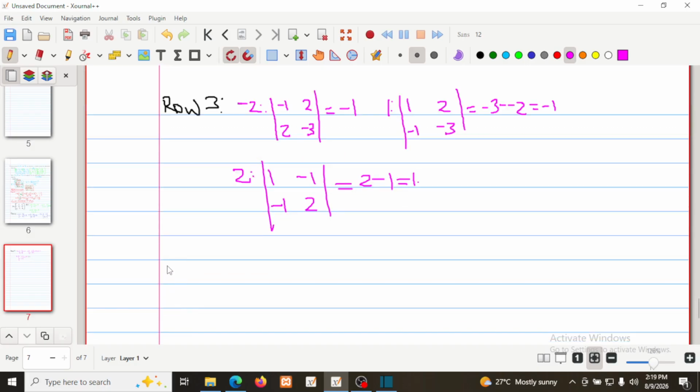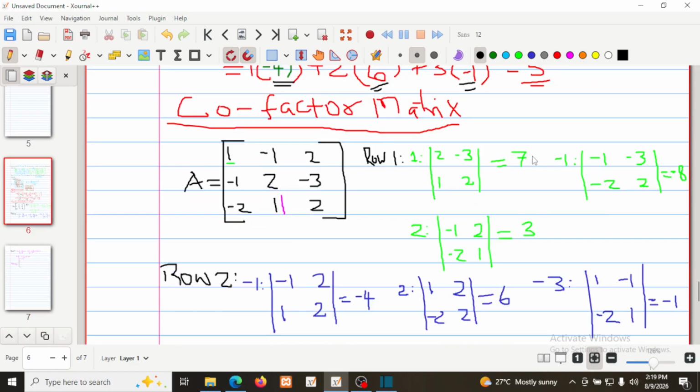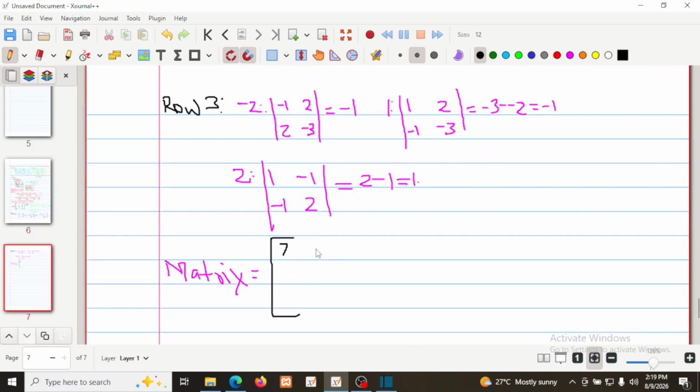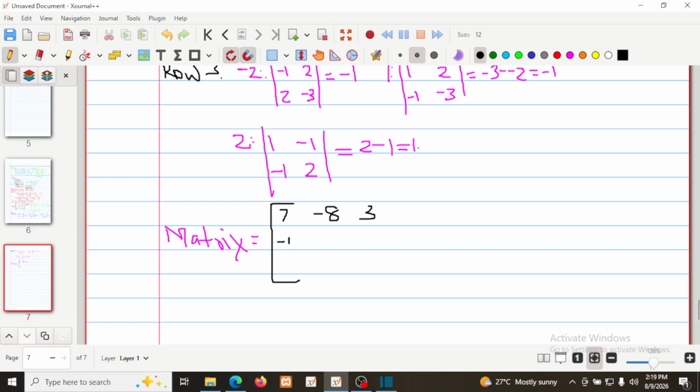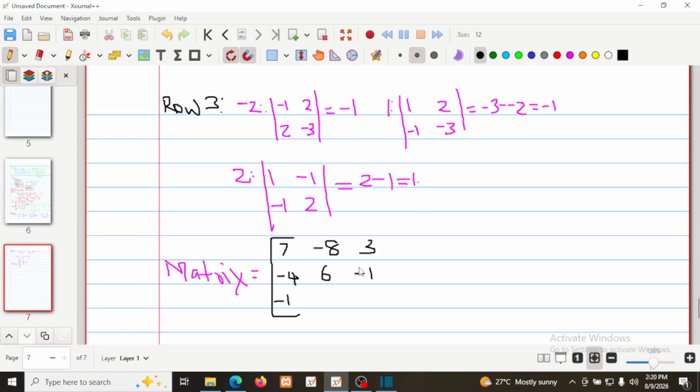So our matrix, let me just call it matrix. I think we should use black here. What will our matrix be? So we take row 1, we have 7, negative 8, 3. Then we have negative 4, 6, negative 1. And then we have negative 1, negative 1, and 1. So we have this matrix.